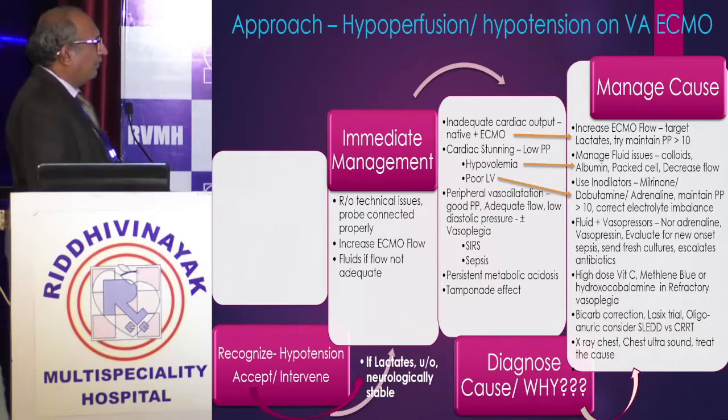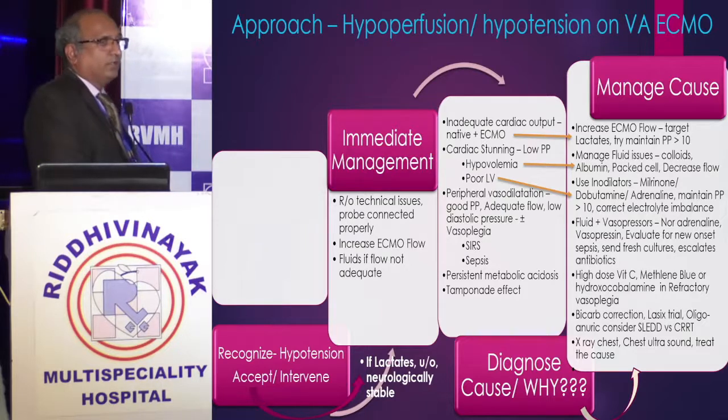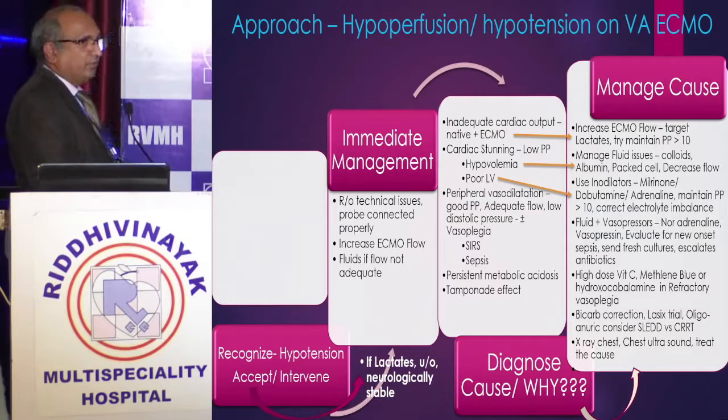If that does not help, you have to think of adding an intra-aortic balloon pump for a cardiac stunning. And if that does not work, then you might have to think in terms of venting the LA or LV in future, if the LV starts getting dilated.